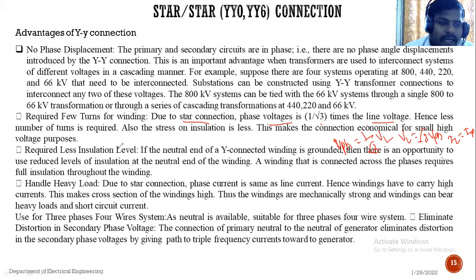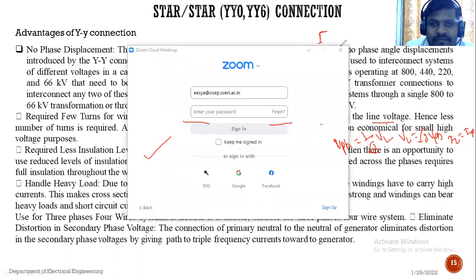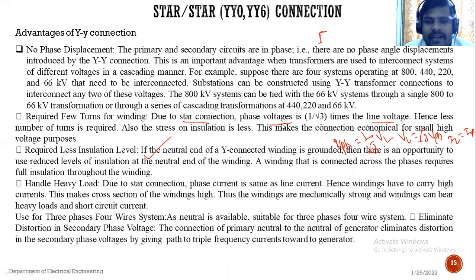Now again required less insulation level. Insulation level requirement is also less, as I have told earlier. If the neutral end of the Y connected winding is grounded, then there is an opportunity to use reduced level of insulation. Okay, so see, grounding, ground किंवा एक न्यूट्रल पॉइंट मिळतो आपल्याला. So this point it can be grounded. हा जो काय पॉइंट आहे, so this point it can be grounded. Generally this star ground connection it can be done at the generating station.